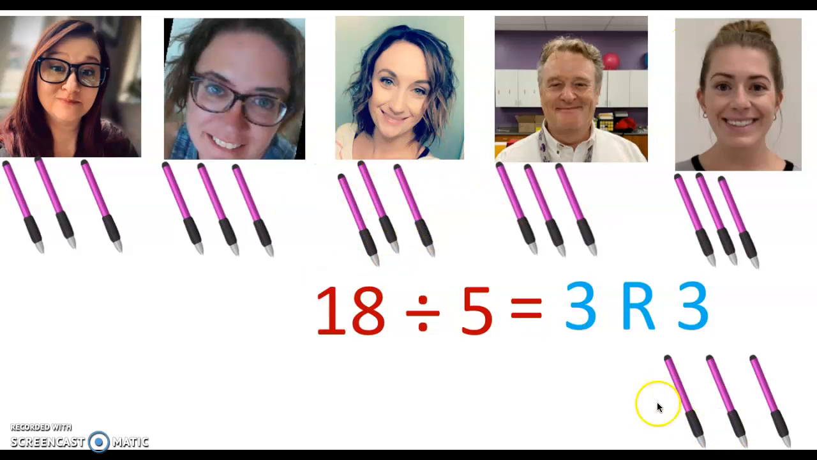We call these leftover pens remainders, and we say that when we're saying the answer, just R3. That way, we can sometimes be lazy and not have to write out the whole word remainder. So each person got 3, and then we know we have a remainder or leftover 3 pens. Let's try that in another way. Grab out your whiteboards and do this one with me.